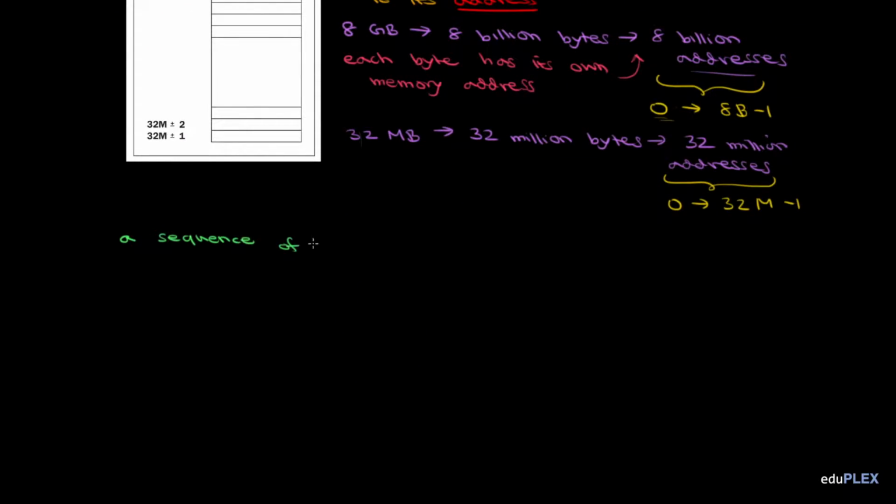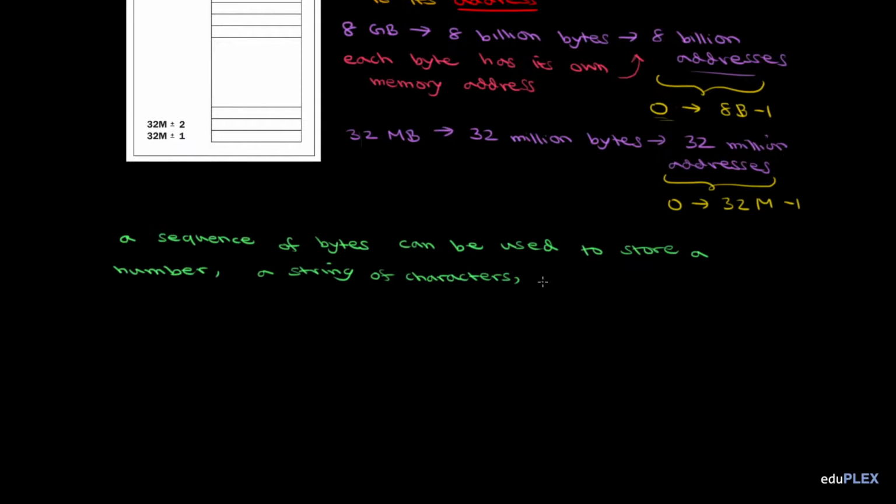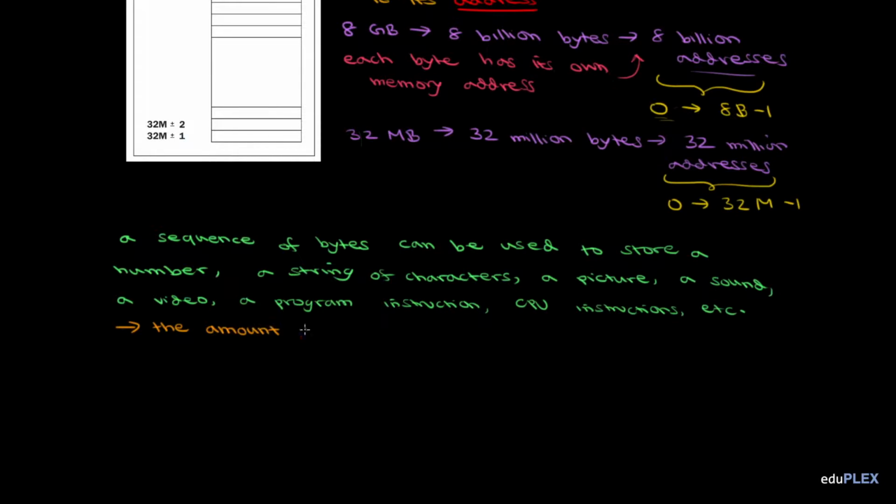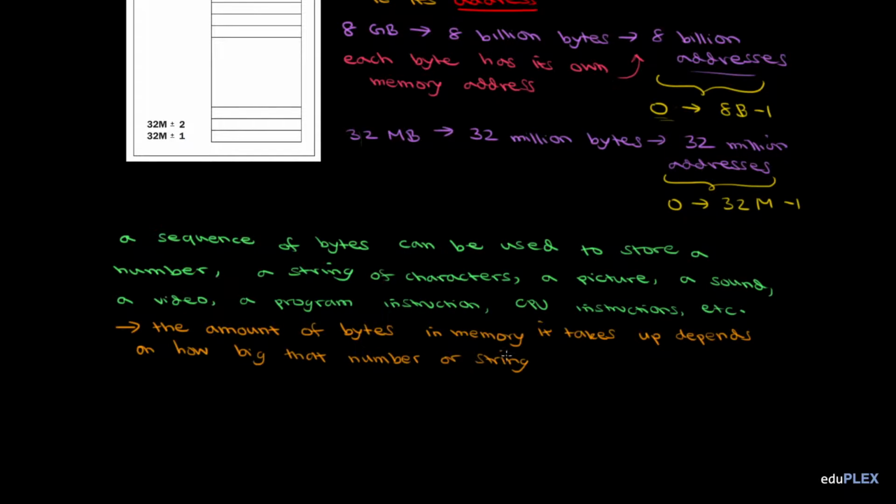A sequence of bytes, so a group of bytes one after another, can be used to store a number, a string of characters, a picture, a sound, a video, a program instruction, a CPU instruction, basically whatever you need it to store. The amount of bytes in memory it takes up depends on how big that number or string or picture is. For example, on your phone you might have a couple thousand text messages that are being stored, but since those are just text, it doesn't take up that much space. Maybe it's like 300 or 400 megabytes.